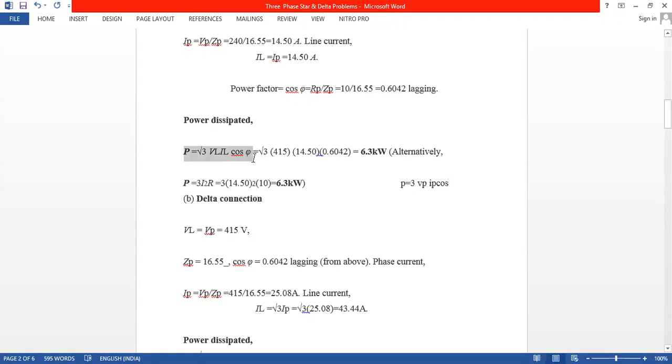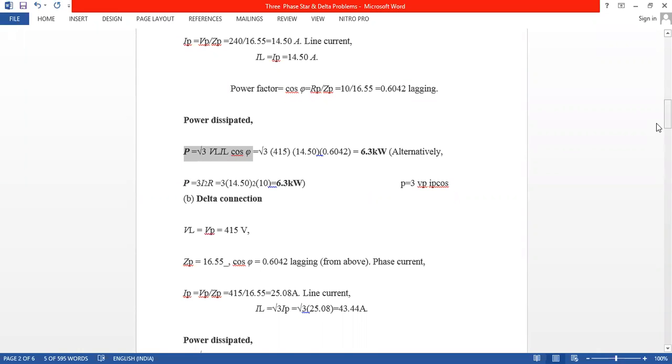So for the power formula, you must write root 3 into line voltage and line current, followed by cos theta. You will get the power dissipated. Or you can use this formula, 3 into I square R, with phase current. You will get the same value. But use the first one.